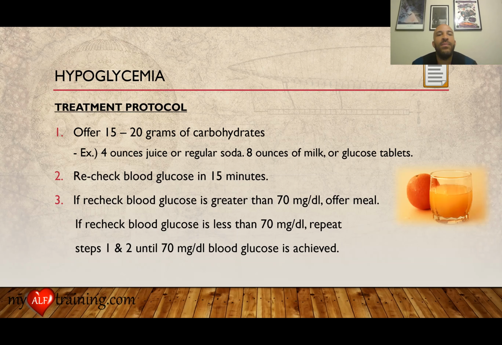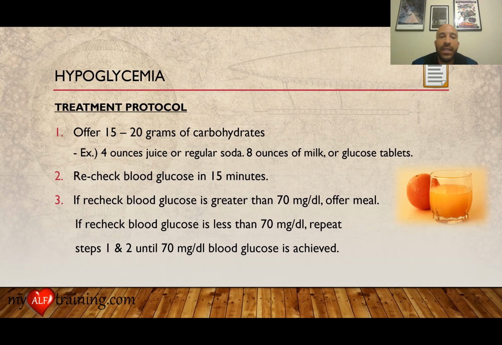So we give them some orange juice. The patient drinks it right away. We wait 15 minutes. We check the blood sugar again. The blood sugar says 78. So if the blood sugar says 78, what do we do? We offer them a meal.